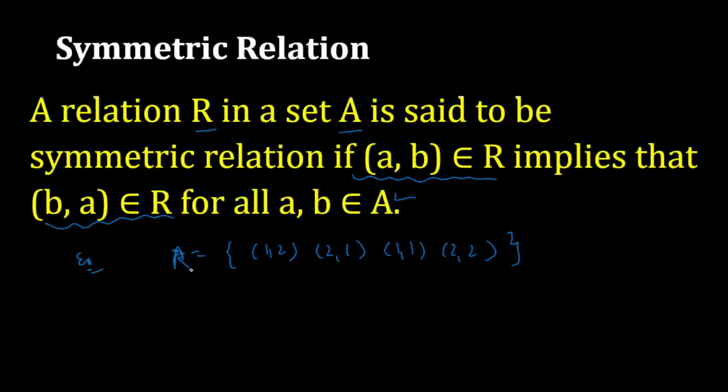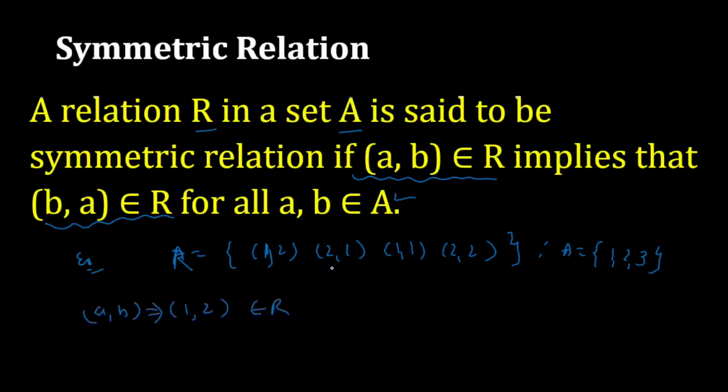Let us take this as a relation R, and let us take the set A as {1, 2, 3} only. Relation R contains the elements (1, 2), (2, 1), (1, 1), (2, 2). If (A, B) belongs to R, A should be one element and B a different element. So here (1, 2) belongs to R, so this is like (A, B). And what we need to check is whether (2, 1) is also in the relation or not.